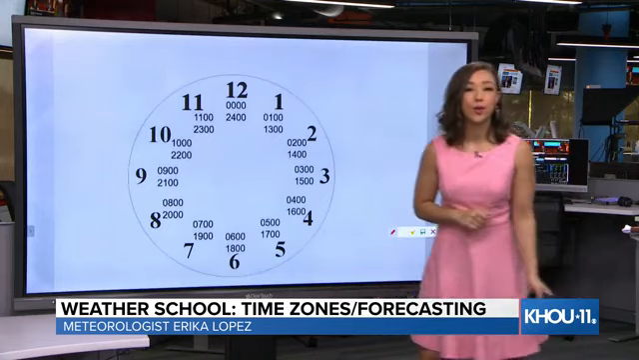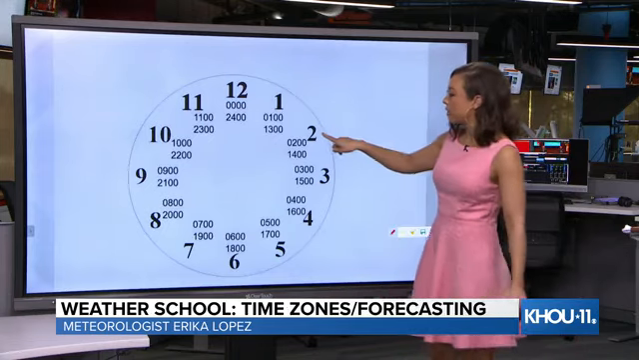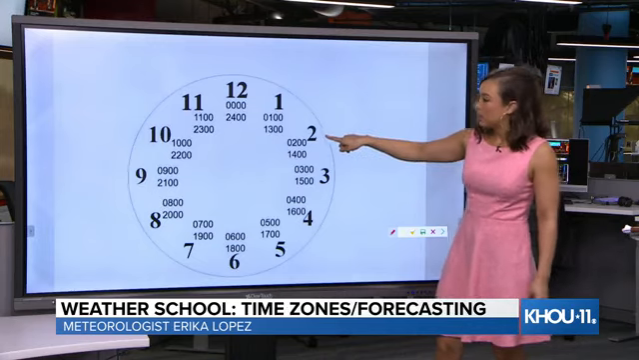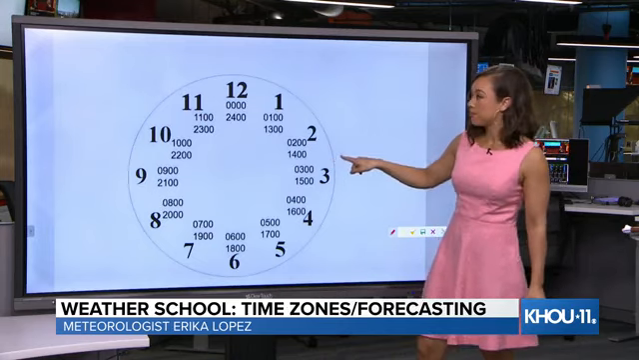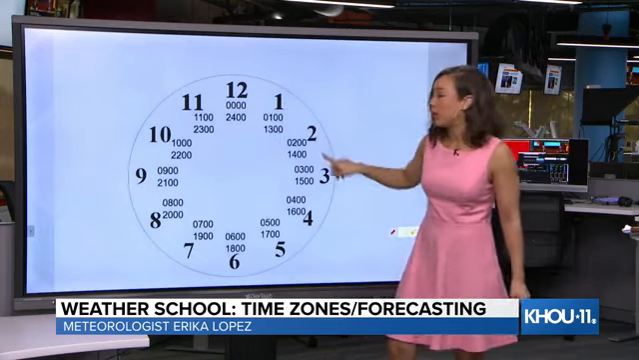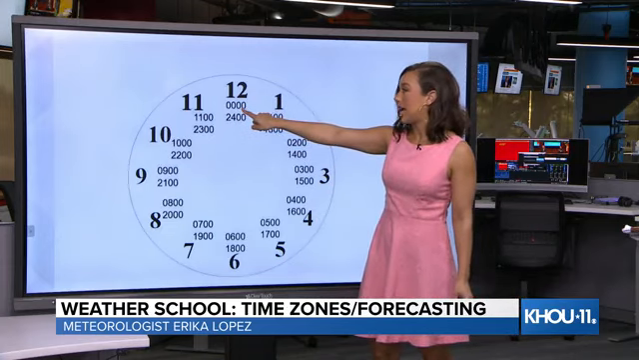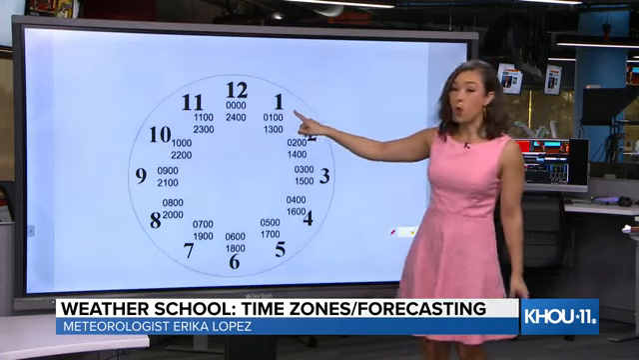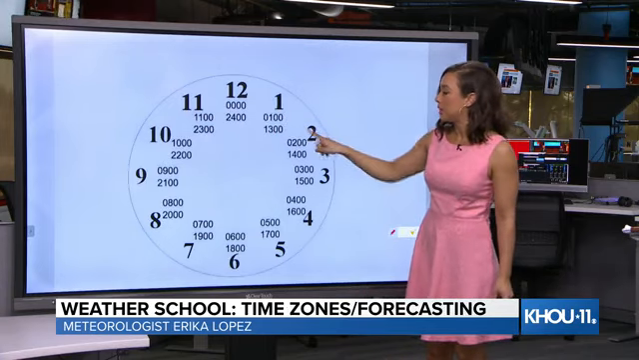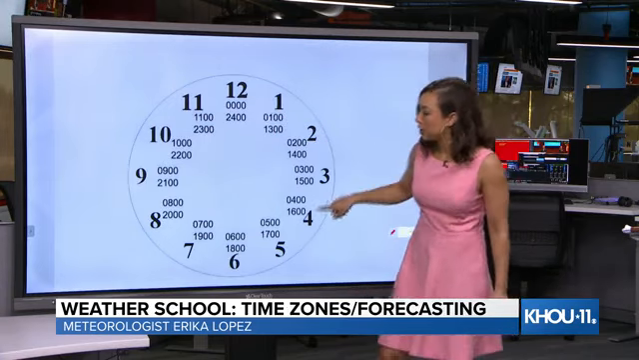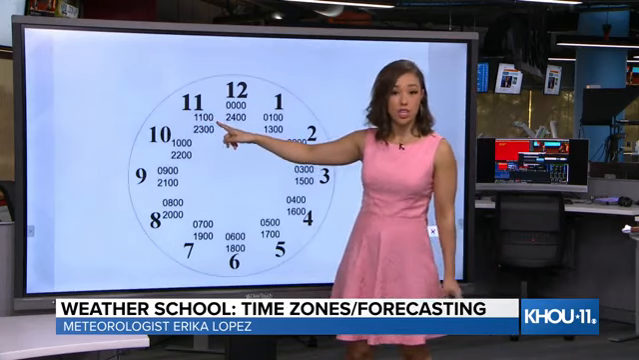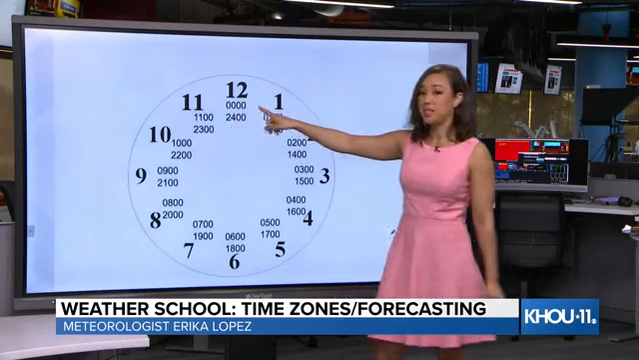My computer says 2:09. All right, so here we are, 2 o'clock. Military time is a 24-hour clock. So if it's midnight, it is at 0. If it's 1 a.m., it's 100. If it's 2 a.m., it's 200. Get the picture. If it's 11 a.m., it's 1100, but then it keeps going.